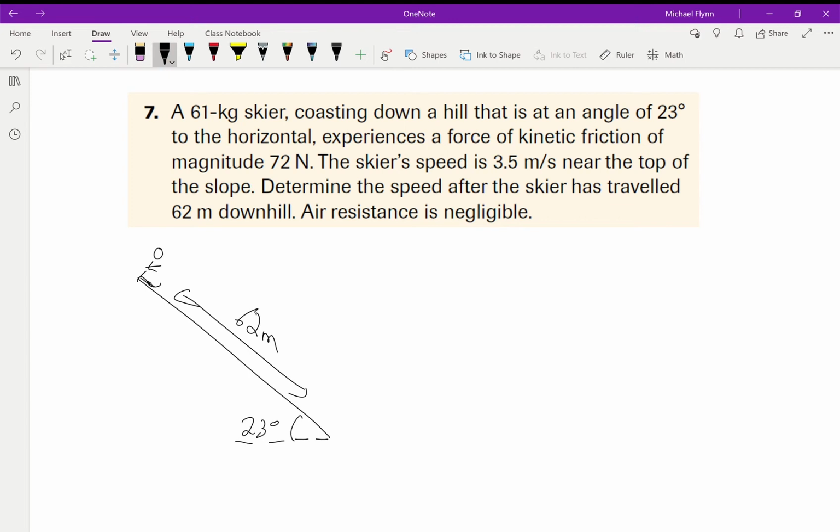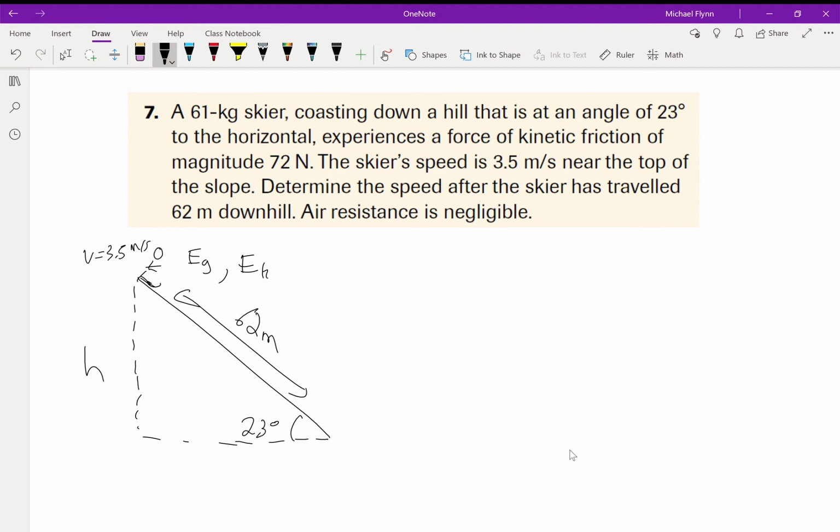Okay, so here's the deal. What kind of energy do you have at the top? Well, you have gravitational potential. I'm going to drop a little vertical line here. That's h. So one of the things you have is EG at the top. Another thing you have at the top is EK, because he has some speed. We know that speed at the top is 3.5 meters per second, right? And we know the formula for EK is 1/2 mv squared. So at the top, he's got those two kinds of energy.